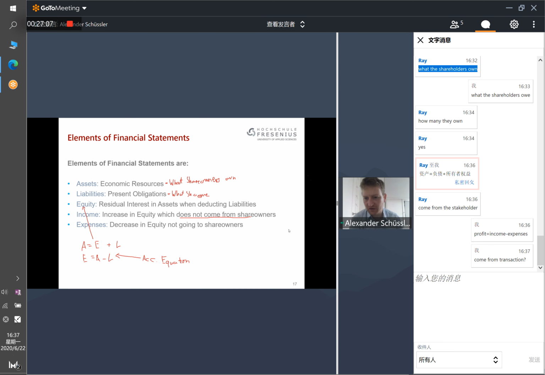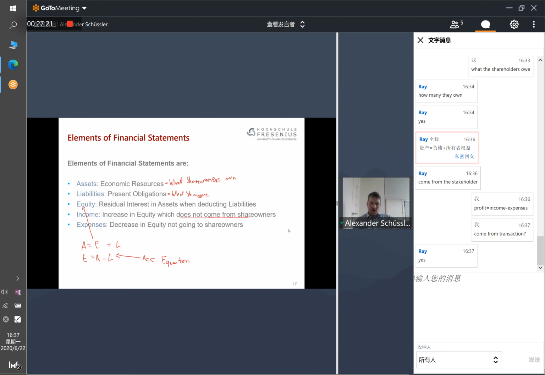Yeah, profit equals income minus expenses. This is correct. An increase in equity can also come from an IPO, for example. Yeah, we talked about IPOs before, and an IPO is also an increase in equity, but this comes from the outside. This is a transaction from the outside. When you have income, this is also an increase in equity, but it does not come from the outside, but from within the company.